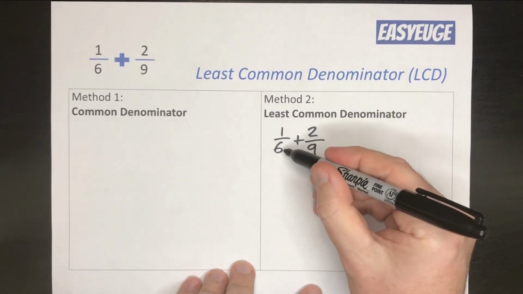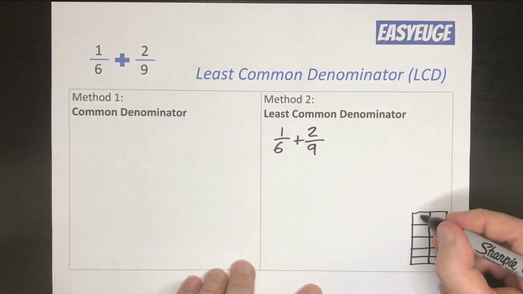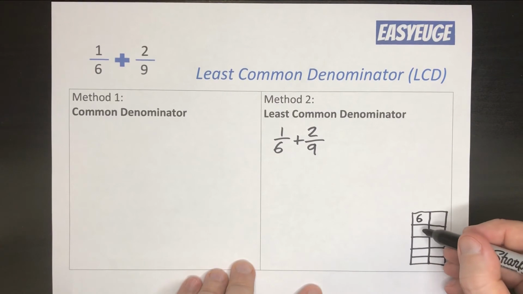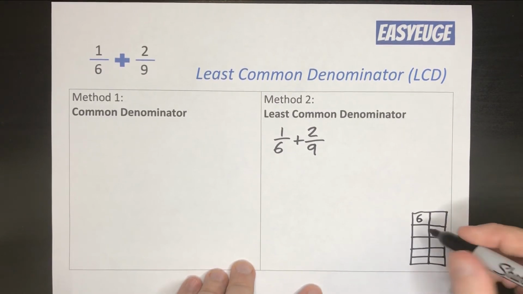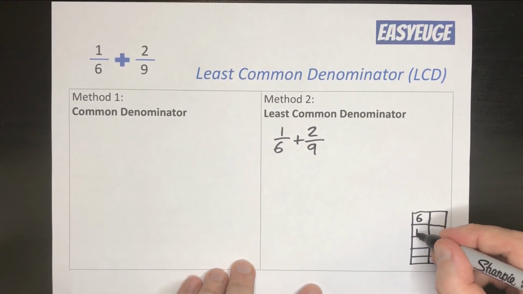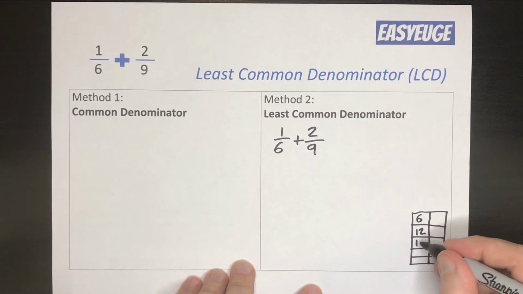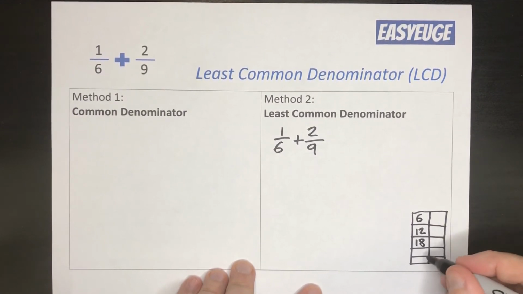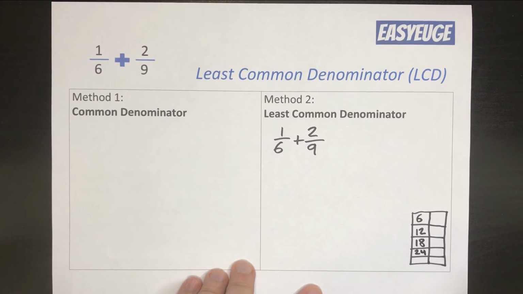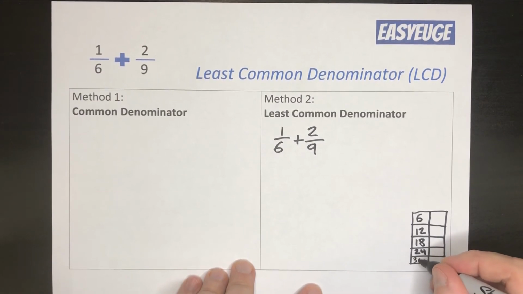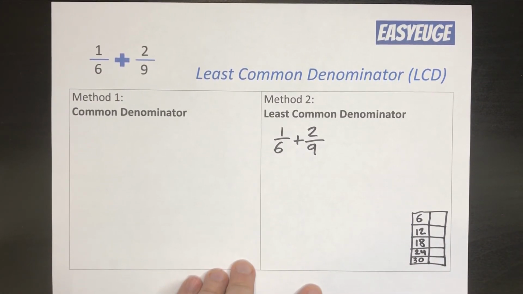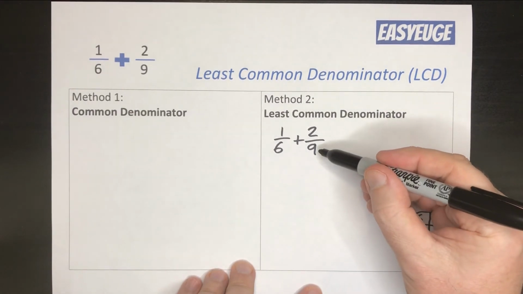I'm going to start with this bottom number 6. I'm going to put 6 in this box and add 6 to every box. So 6 plus 6 is 12. 12 plus 6 is 18. 18 plus 6 is 24. 24 plus 6 is 30. Okay, I'll stop there.